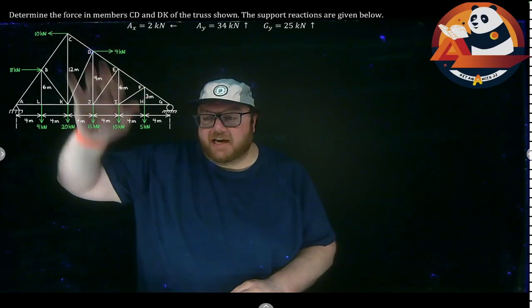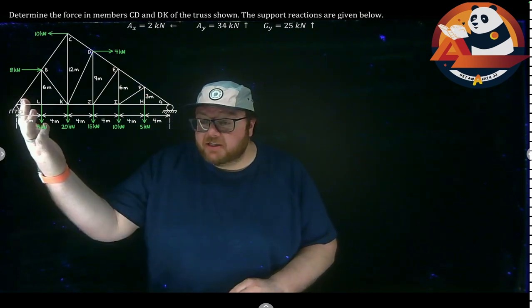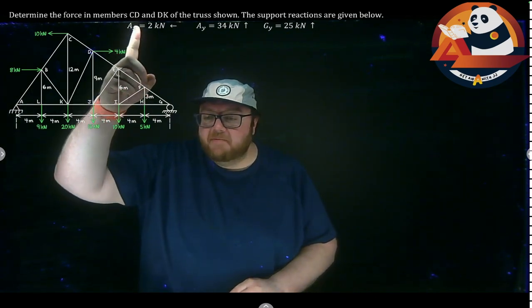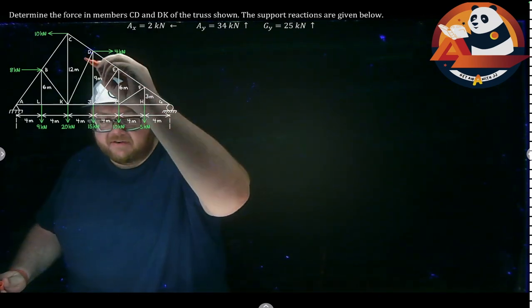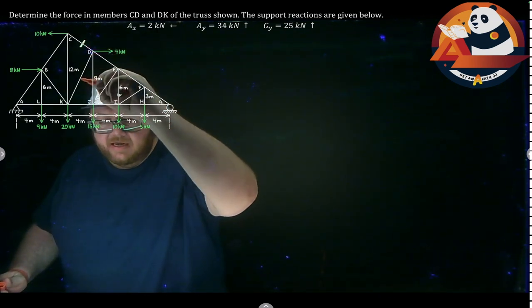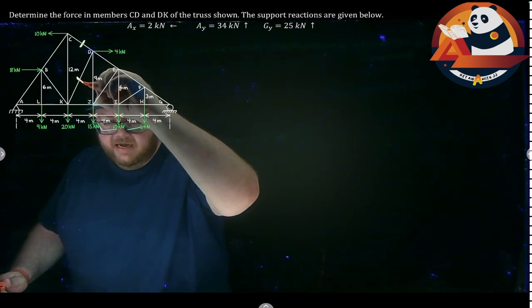Let's tackle another example problem. This time around, we're working with a truss problem, and we're trying to figure out what's going on in members CD and DK of our truss. So let's just come and mark those off.